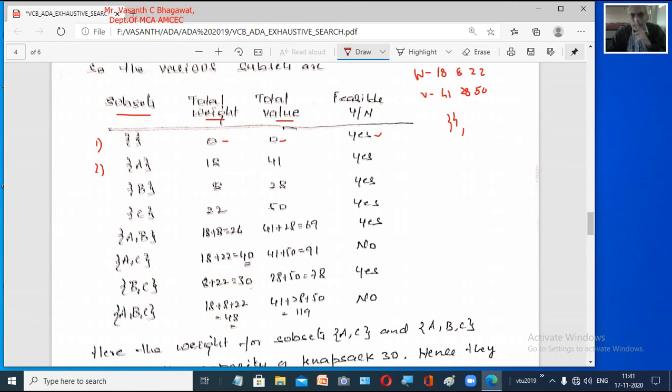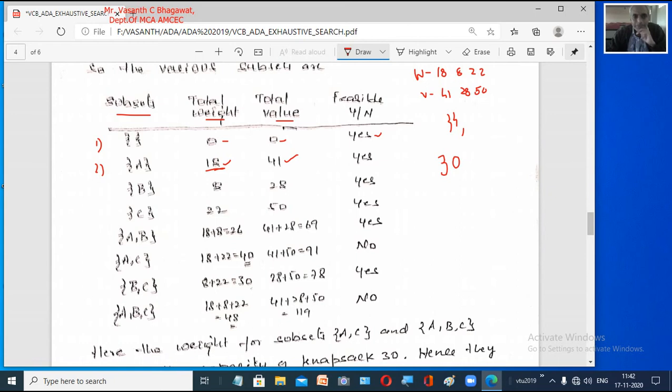What is the total weight of this item A? 18. And what was your knapsack capacity weight? W was given as 30, so not more than 30. You cannot take an item which is more than 30. When you select item A, the weight is 18 and the total value you get is 41. Since the weight is less than the 30 capacity of our knapsack, this is feasible for us.